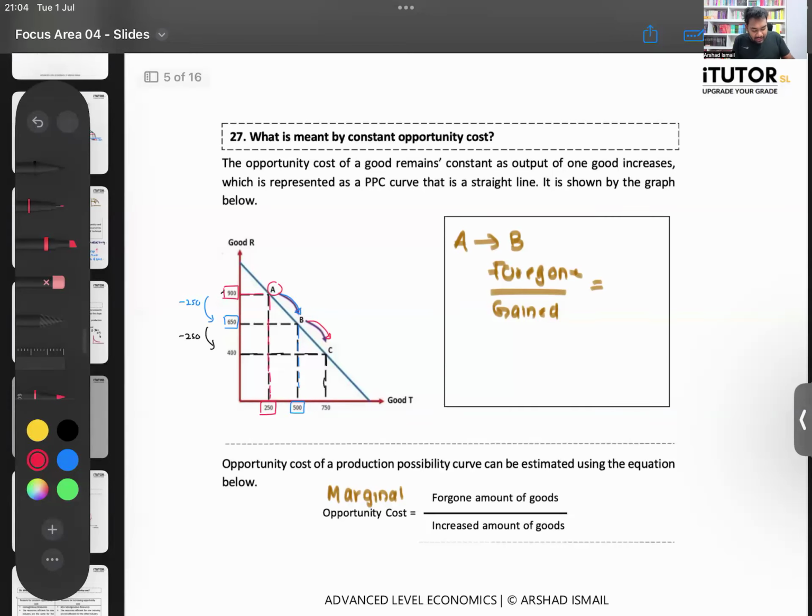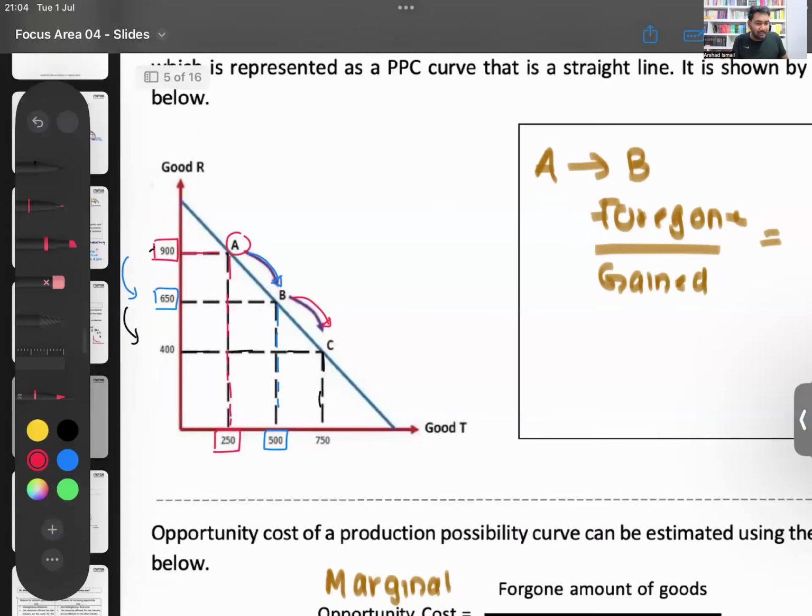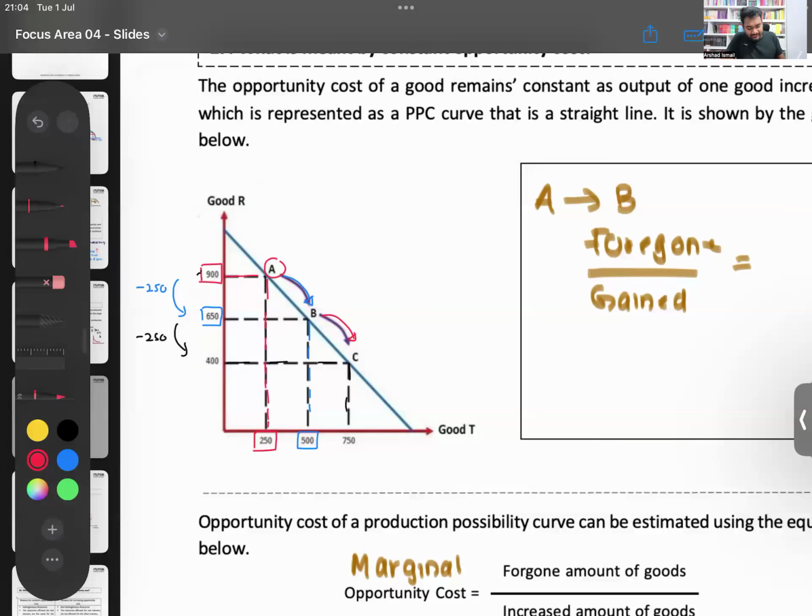Okay. So can you all tell me, when going from A to B, what am I sacrificing? My good R 900 is becoming 650. So I'm sacrificing 250 units of this. Give me a second.